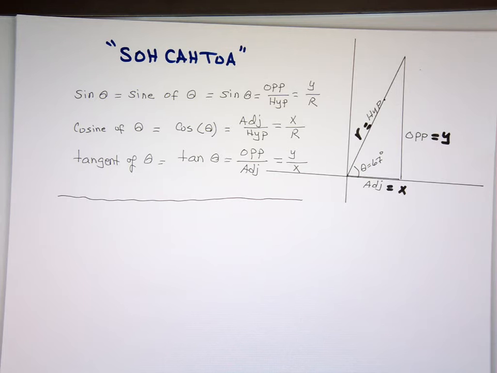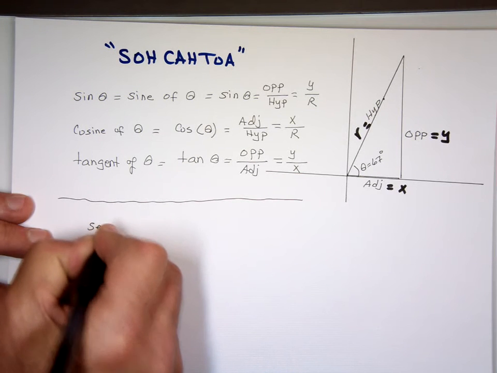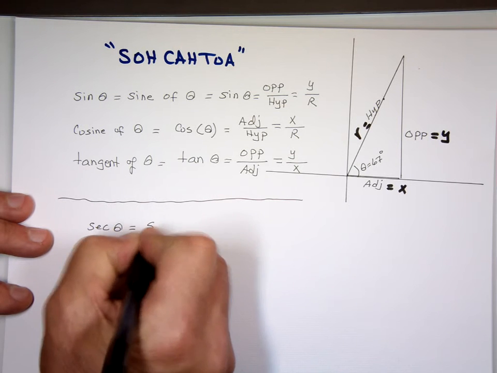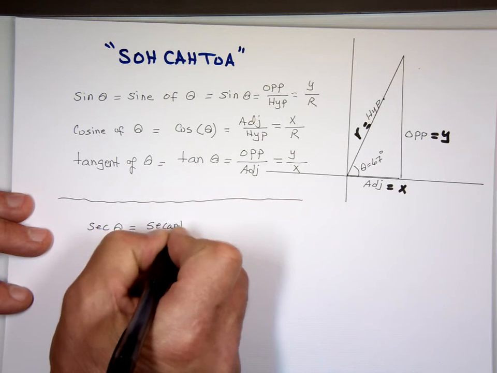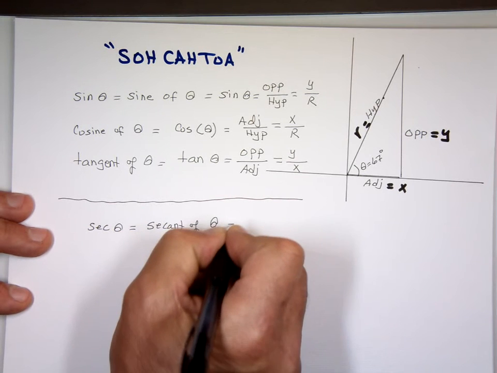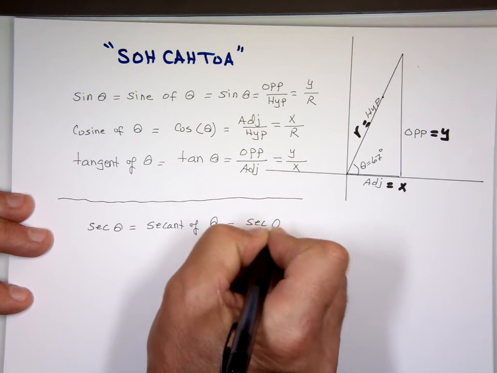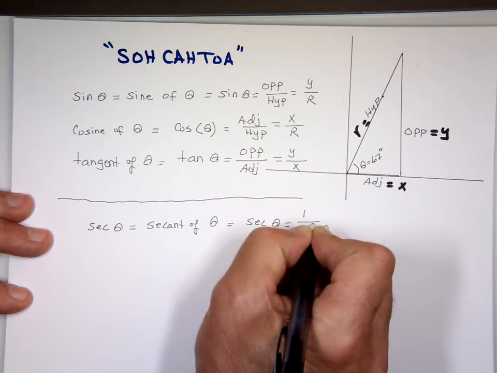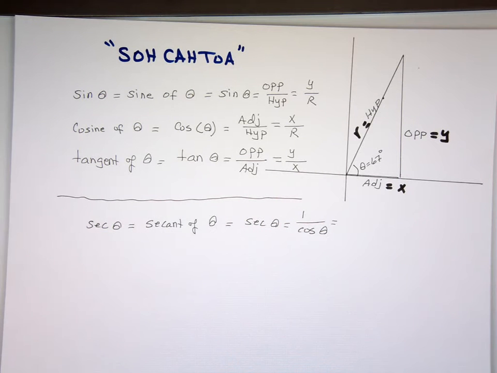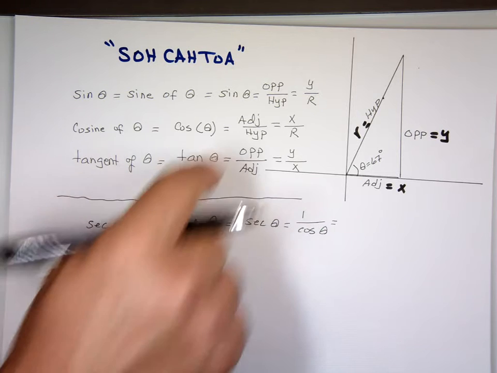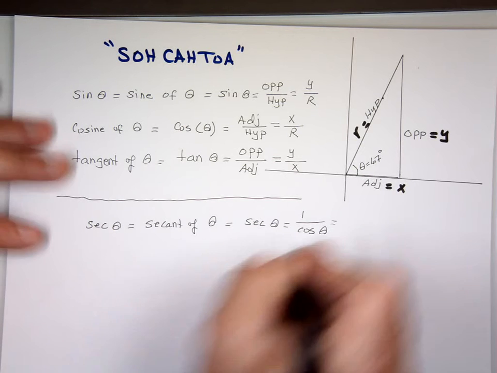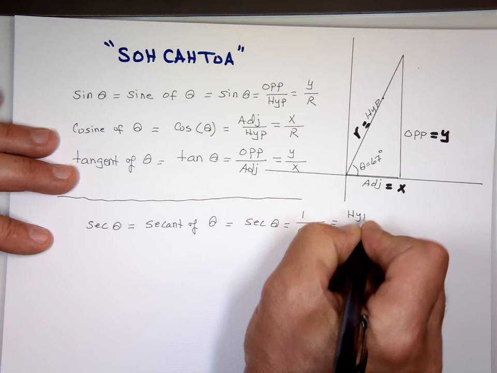What's the secant of theta? It's actually 1 over the cosine of theta. So if you know what your cosine is, flip the answer. What's the cosine? The adjacent over what? Hypotenuse. So when you flip that, what are you going to have? The hypotenuse over what? The adjacent.